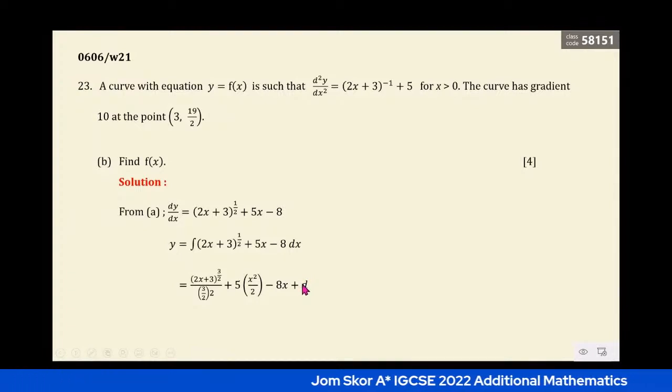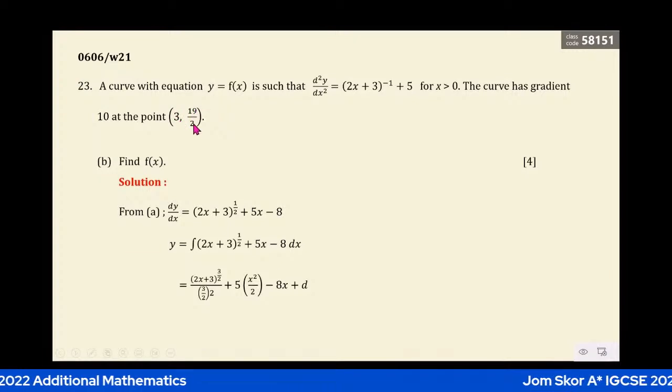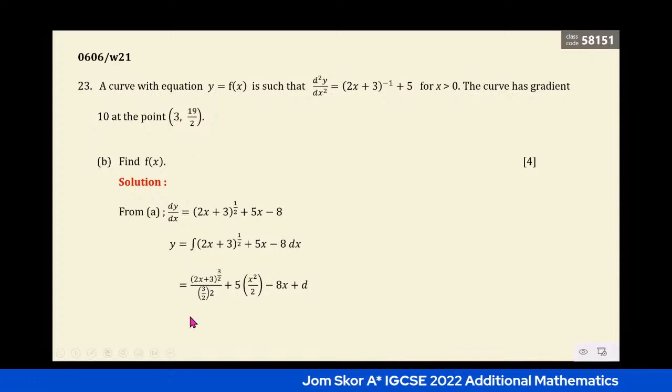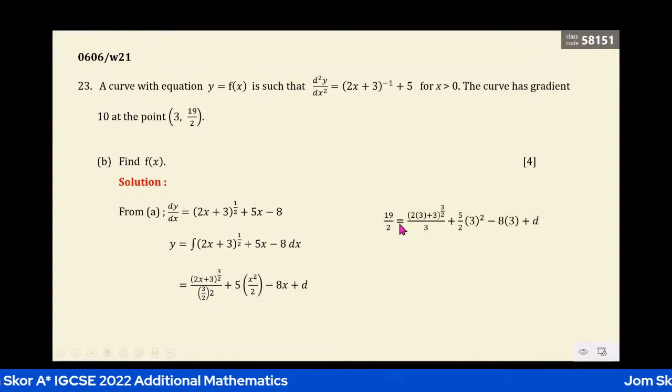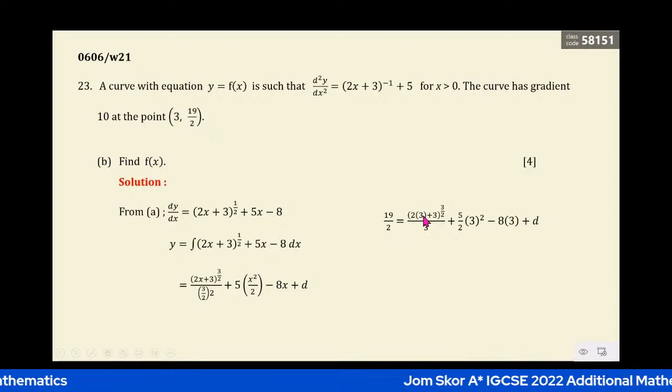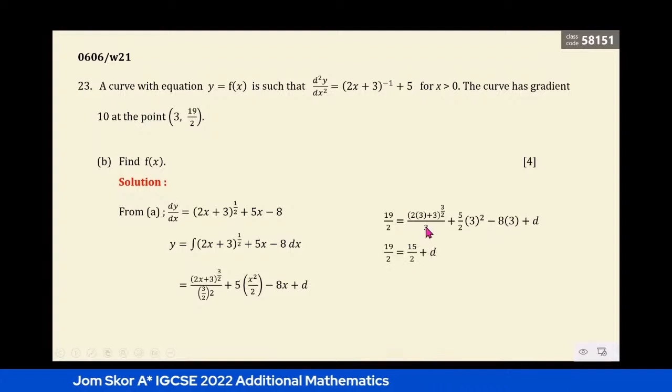Okay. Then we know that the curve passes through this point. Alright. So 3, 19 over 2. This is the value of y. This is the value of x. So we find d by substituting x and y. Okay. So y is 19 over 2, x is equal to 3. So you just substitute here. You use your calculator. And then you will get this.